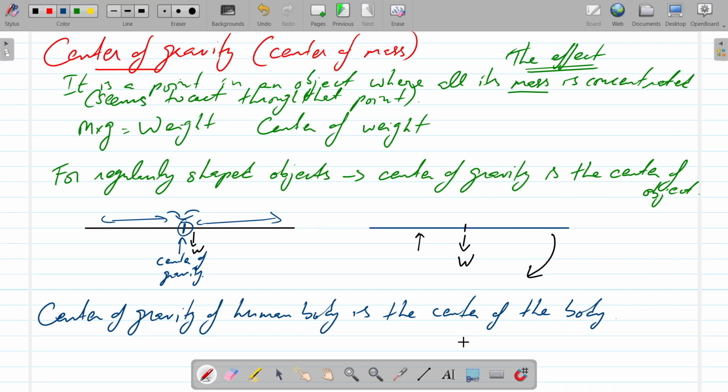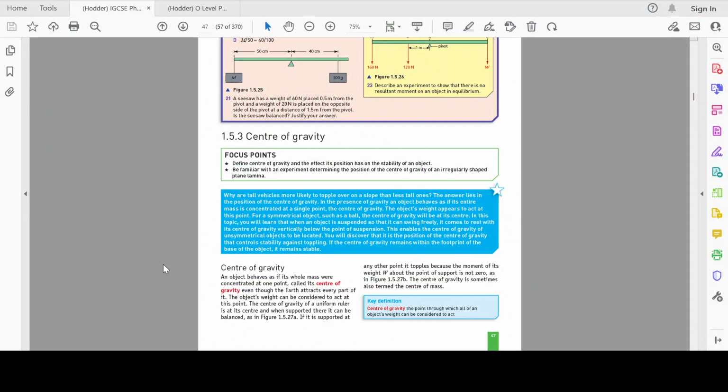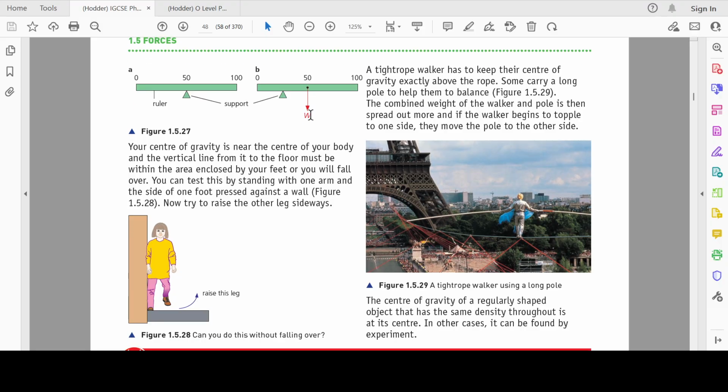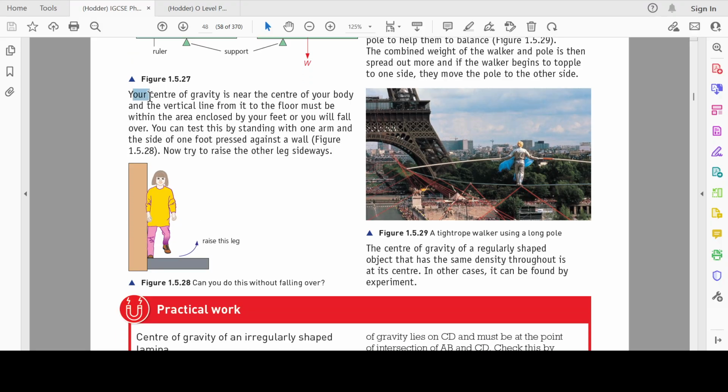And one thing that they say in the book, in fact I'll share the illustration with you. I don't want to go about drawing that, so let me put that up on screen. Okay, so this is the illustration they have, and they're saying your center of gravity is near the center of your body, and the vertical line from it to the floor must be within the area enclosed by your feet, or you will fall.